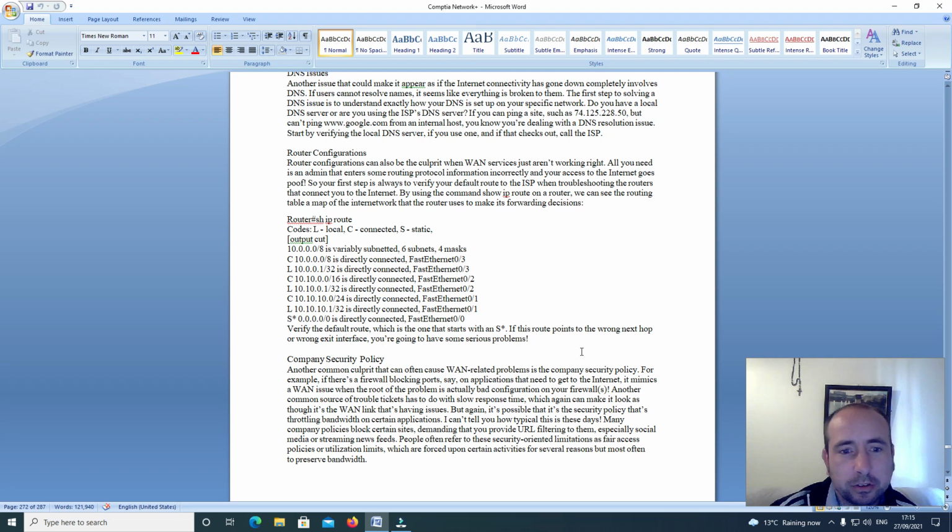Router configurations. Router configurations can also be the culprit when WAN services just aren't working right. All you need is an admin who enters some routing protocol information incorrectly, and your access to the internet goes poof. So your first step is to always verify your default route to the ISP when troubleshooting the routers that connect you to the internet. By using the command show ip route on the router, we can see the routing table, which has the map of the internetwork that the router uses to make its forwarding decisions.